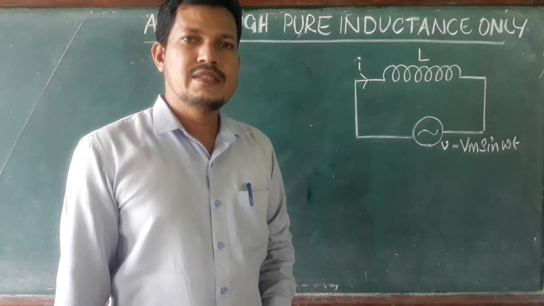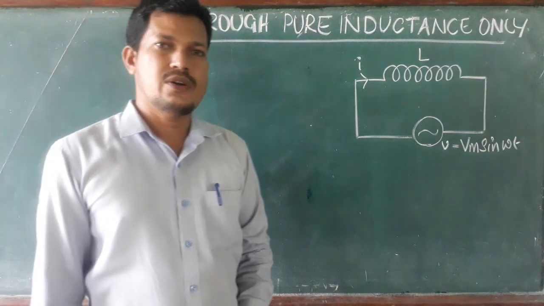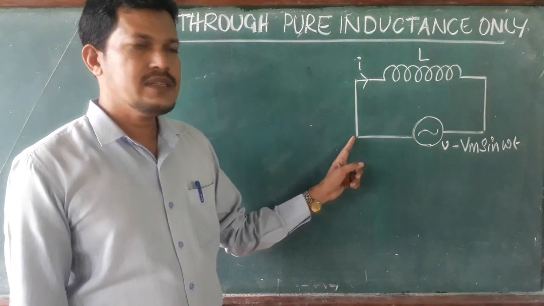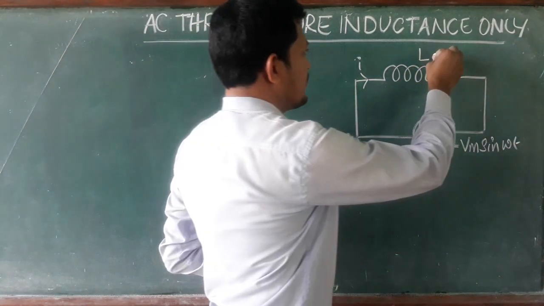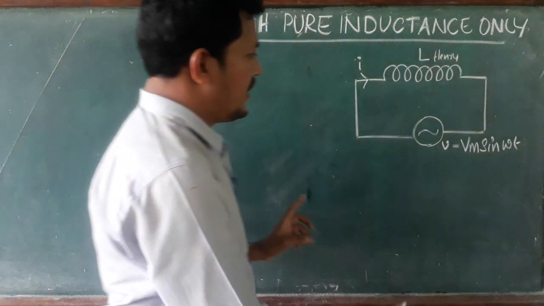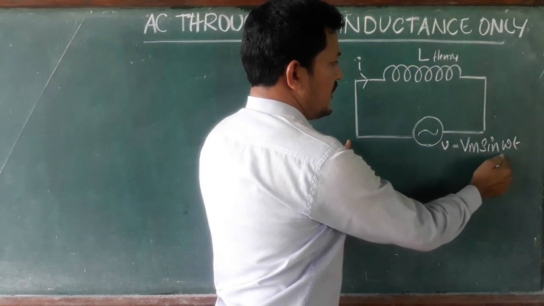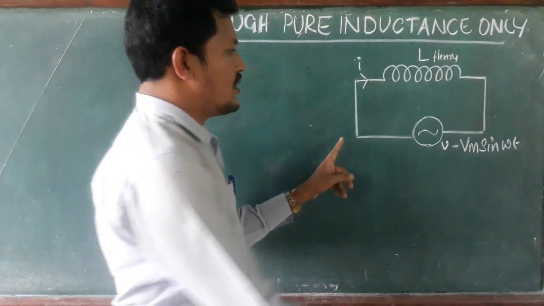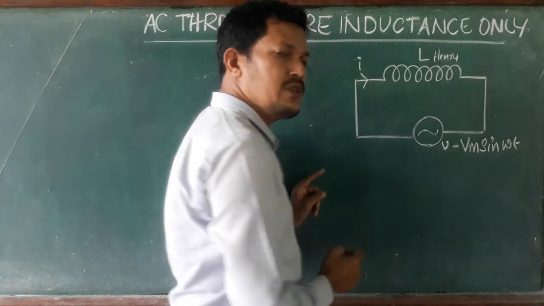Welcome. In this video, we are going to study AC through pure inductance only. Here I have drawn one figure. Here the inductance is denoted as L, or L Henry. This much Henry this inductor has. And we applied a voltage V, denoted as V equal to Vm sin omega t, the expression. So after applying a voltage across an inductor, what will happen, we are going to study.